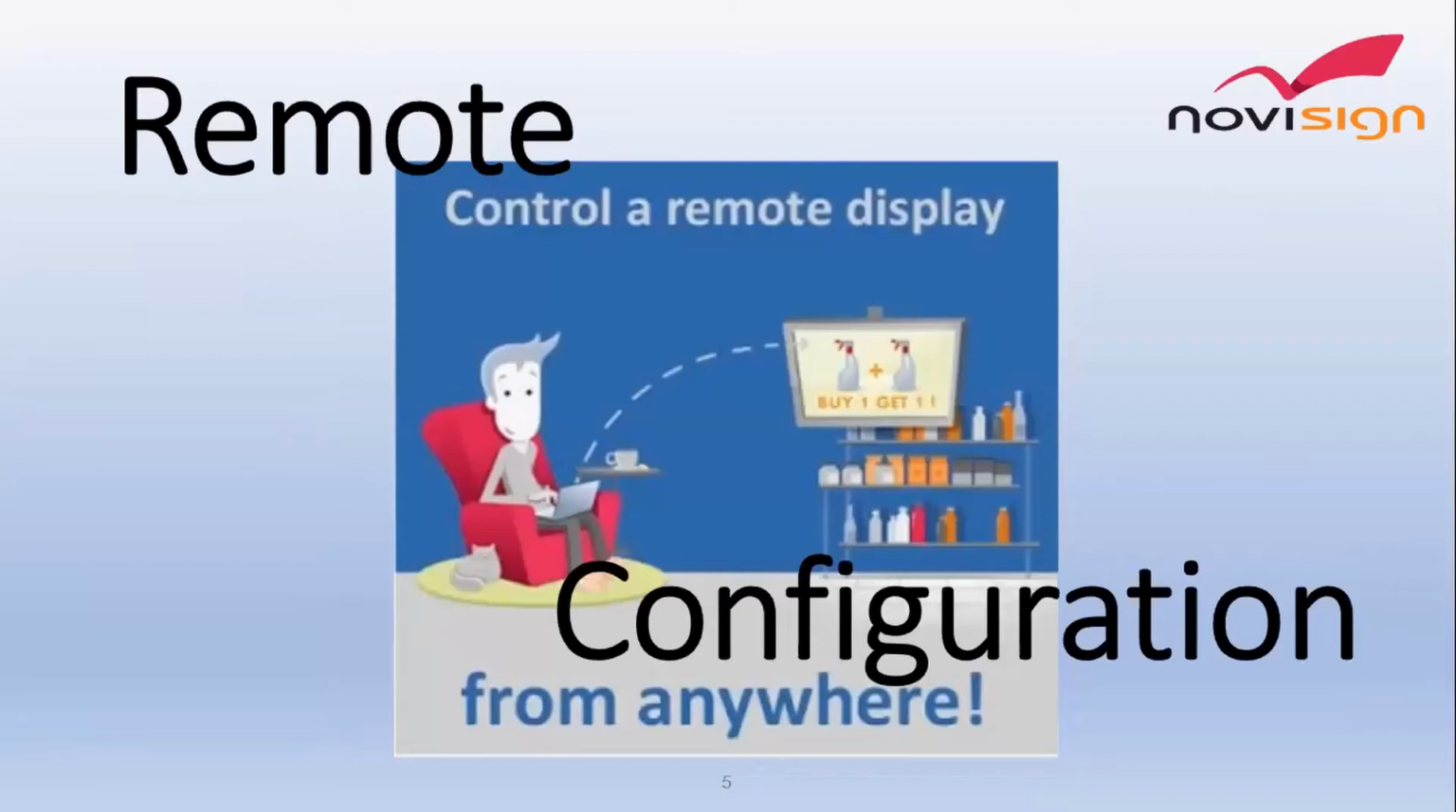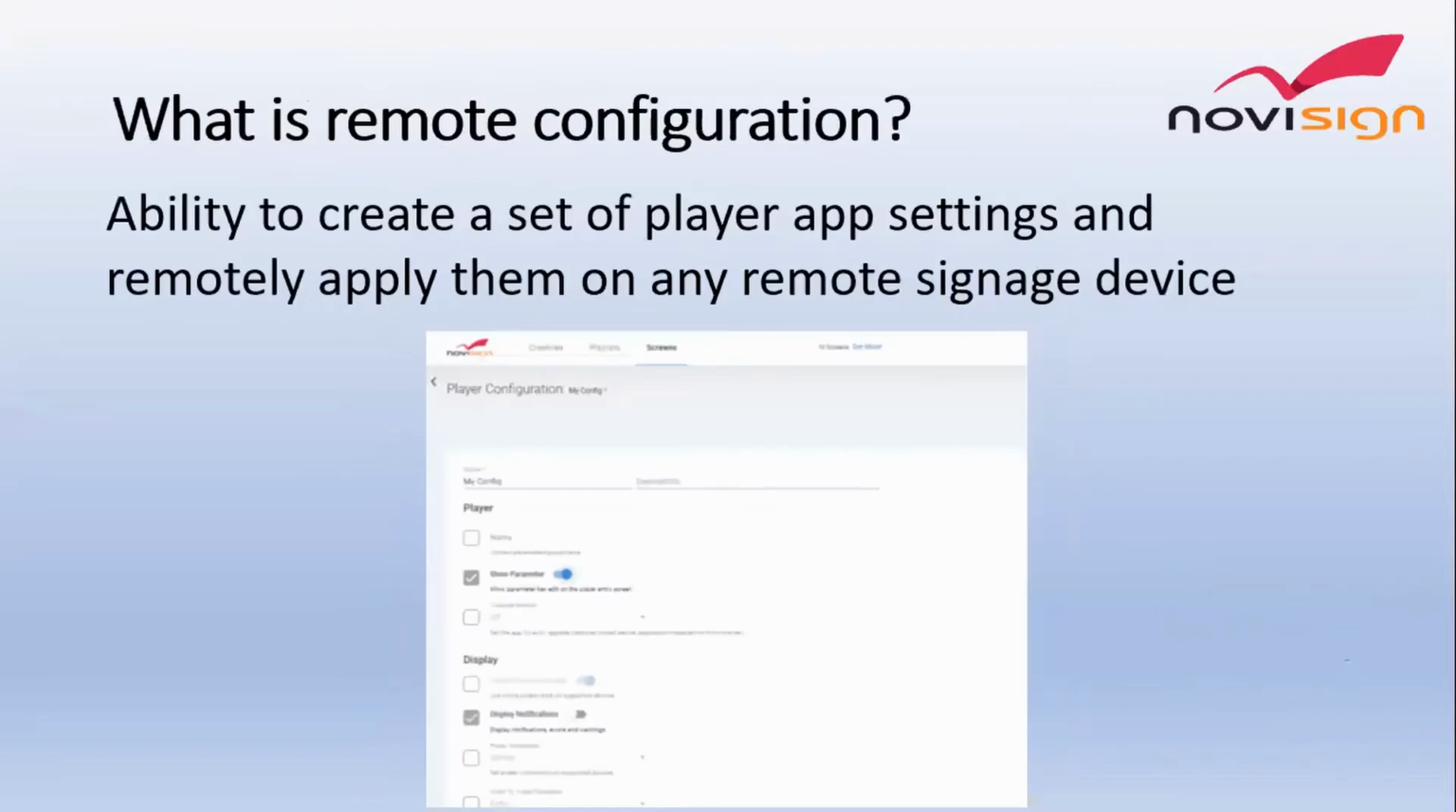Now, another feature which we have, and this is of course not a new feature, this is an old feature, it's called remote configuration. That means you can change the settings of your players, whether they're Android, Windows, or Chrome OS, remotely. And in order to change it remotely, you can do that from your studio account. If you go to the screens section of your studio account, then near the screens, there's a little triangle which you just click, and it has a couple of options.